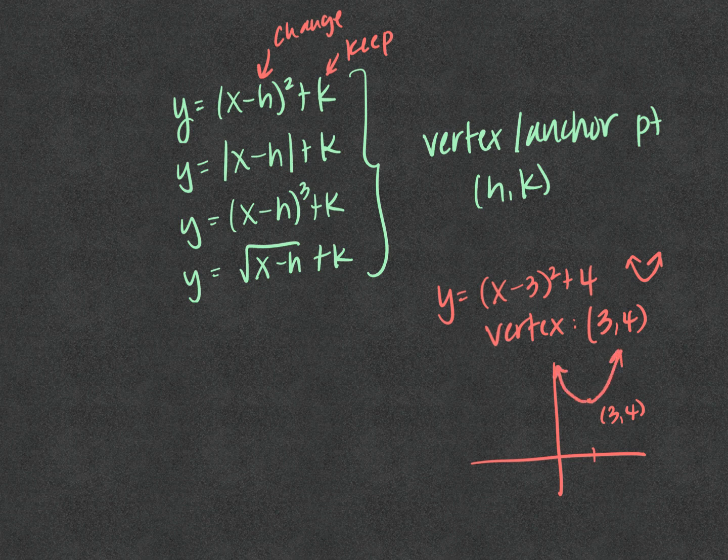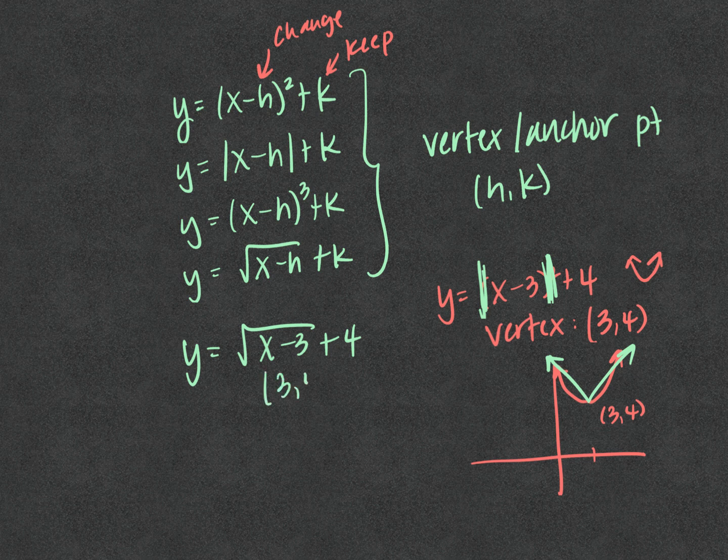Now, if this was absolute value, there was no squared, it's just absolute value, it would be a v, because our library of functions tells us that's a v. If we had the square root graph, y equals the square root of x minus 3 plus 4, it still has the vertex, or let's call this the anchor point, of 3, 4. So it would start in the same place at 3, 4, and we would have the square root graph. So if you think of it in terms of a vertex or an anchor point, it's going to help us out.